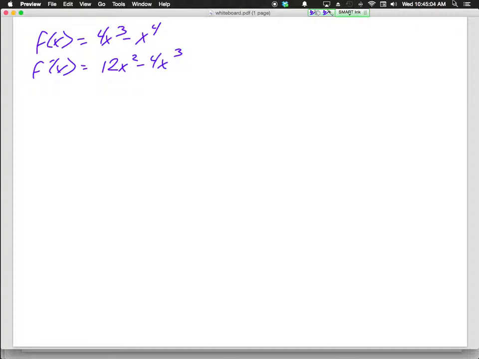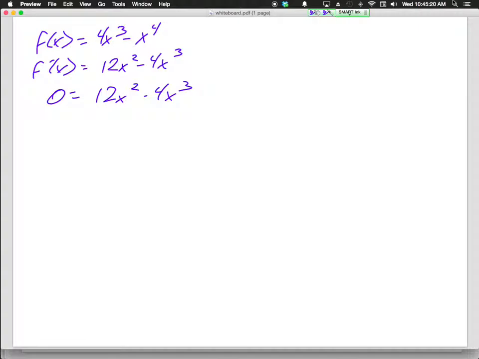What will that tell me when I do that? Where the derivative equals 0. Very good, that's what it tells me. It tells me when the derivative equals 0 when I set the derivative equal to 0.